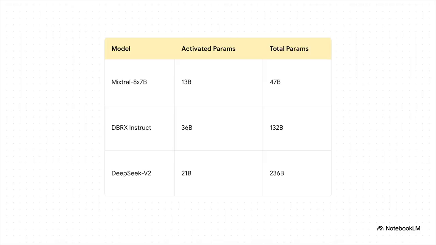And this table, this makes that idea of sparsity so clear. Just look at the difference between the activated parameters and the total parameters. For a model like Mixtral, only about a quarter of the model is active at any given time. And get this, for DeepSeek V2, it's less than 10%. That is the magic of MoE right there. You get the knowledge of a gigantic model, but with the compute cost of a much, much smaller one.